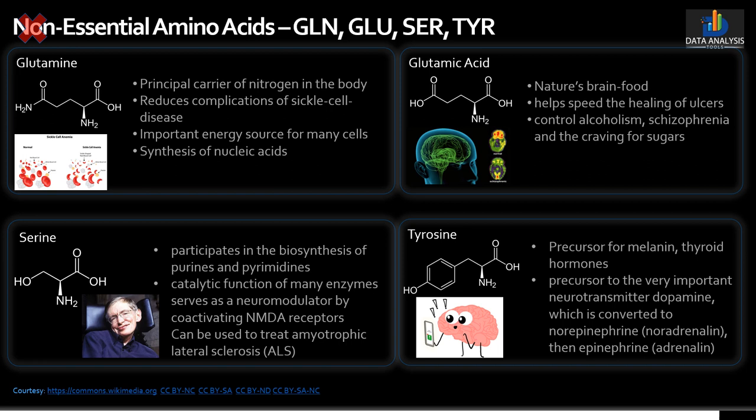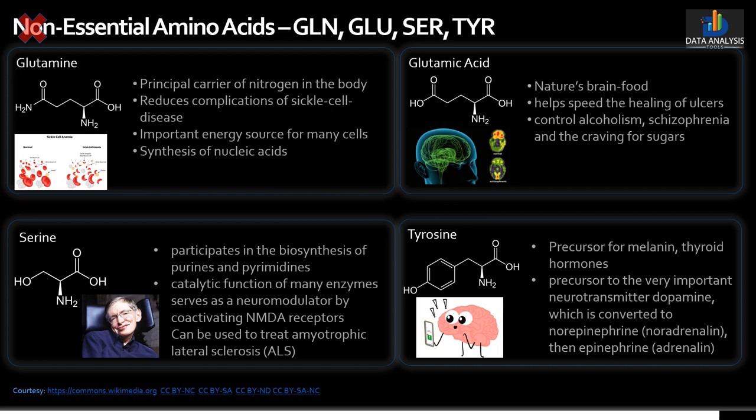Glutamine. Glutamine is an amino acid involved in various important bodily functions. This includes synthesis of proteins, synthesis of lipids, and it reduces complications during sickle cell anemia, transports and eliminates ammonia from the body, maintaining acid-base balance of the bodily fluids. It is also necessary for the synthesis of nucleotides, DNA and RNA molecules, and acts as a source of energy for many cells.